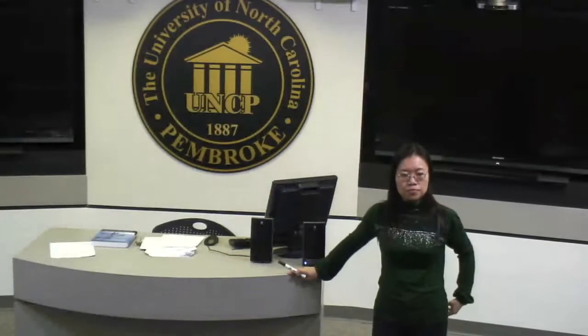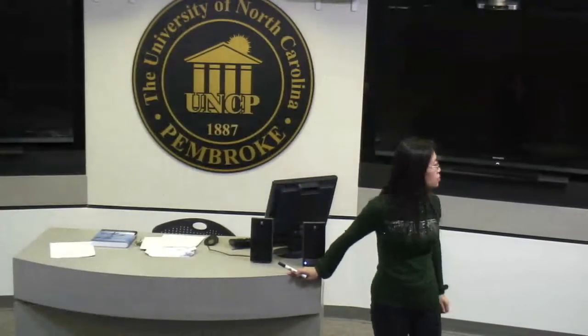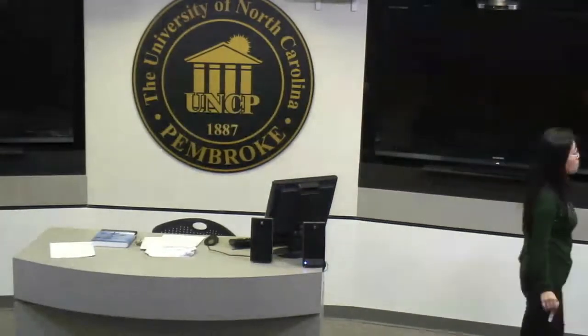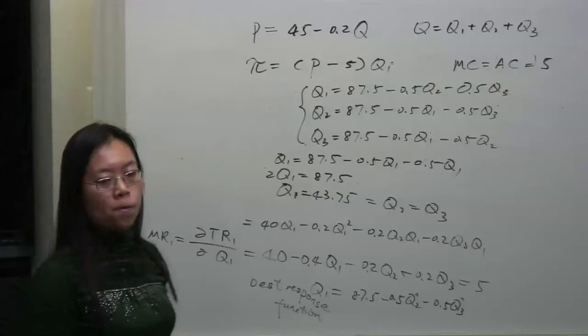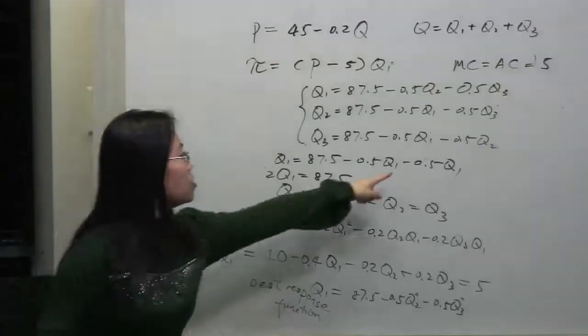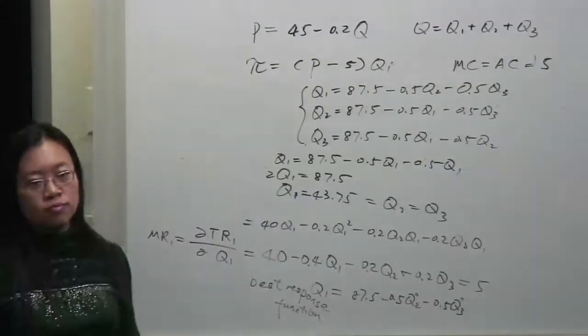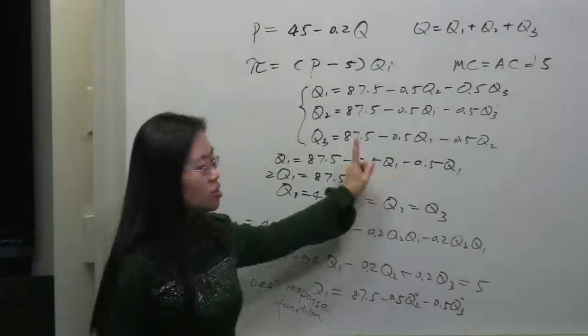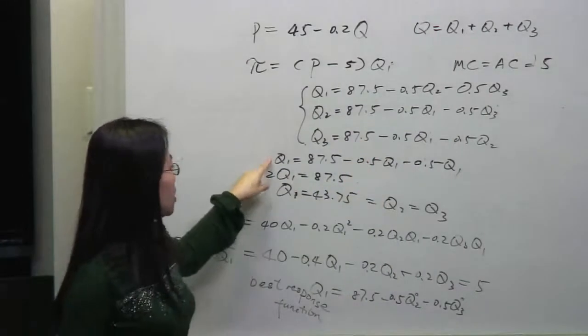You got 2Q1 from adding 0.5 to both sides? If you add 0.5 to Q1, that makes it 1.5 Q1? Yeah, but there's another 0.5. Okay. 0.5 plus 0.5 is 1, right? Then you move the other, add this 1, 2.